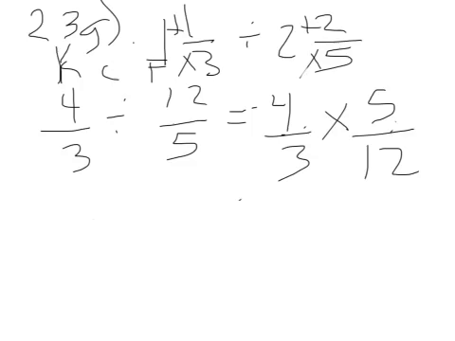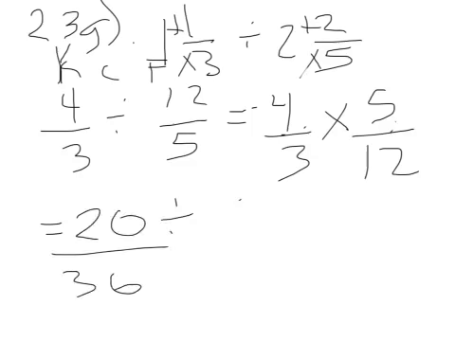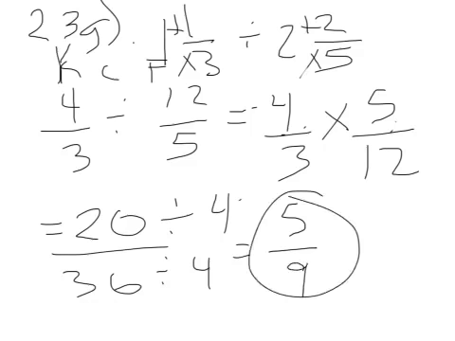I don't know, I made a mistake when I did it initially. Yeah, I forgot to flip it. Okay, this is the right way. It's 20 over 36, 5 divided by 4. And now I get, of course, 5 over 9. That's the right answer. Okay, good. I wasn't going insane.